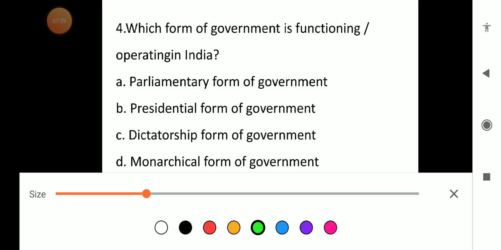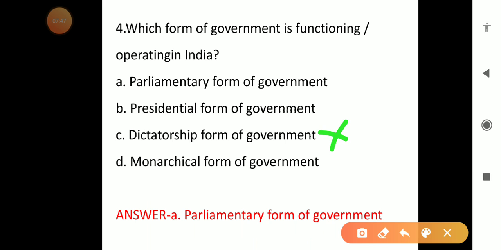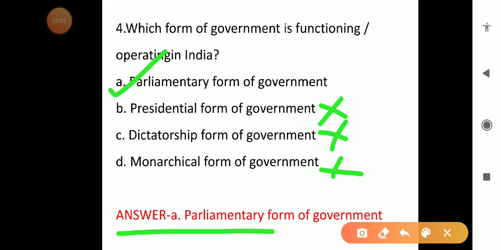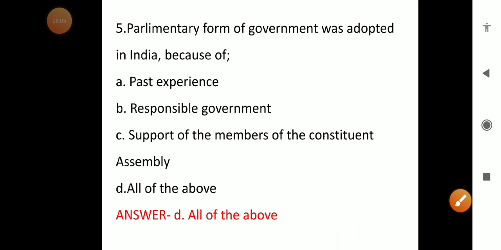We talk about our country here. Do we have presidential dictatorship? We do not have dictatorship. What about the monarchy? Is there a king here? We don't have kings either. Do we have a presidential form of government like America has? We don't. We have a prime minister actually. So the parliamentary form of government is working here in India. So this is our answer. Right. Let's move to the next question.